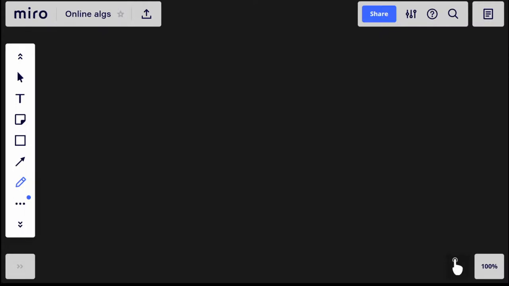Greetings! Today we will learn about the so-called paging problem. Paging is a mathematical model of dealing with cache in computer memories.